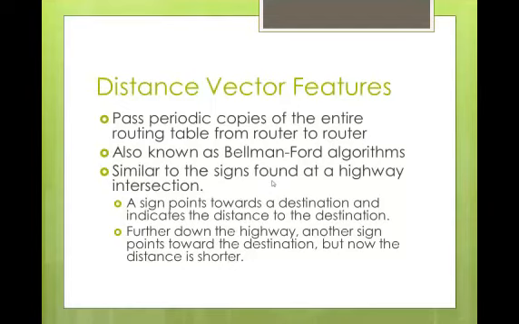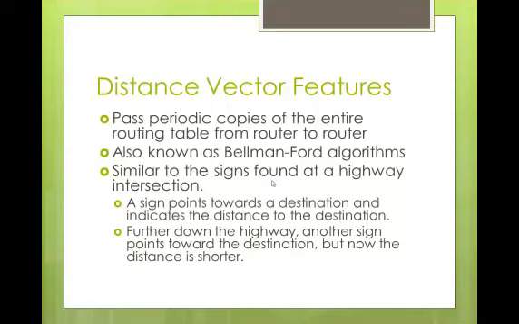Distance vector will pass periodic copies of the entire routing table from one router to the next. So they take their routing table, package it up, and send it to the other router. From that information they can build the routing table and converge. This is also known as the Bellman-Ford algorithm.